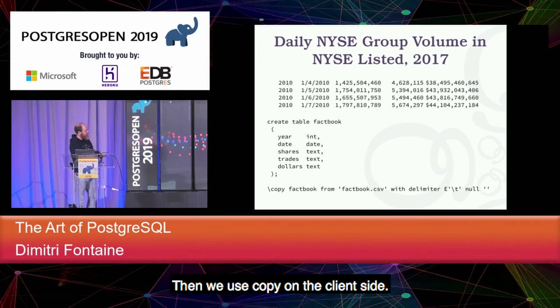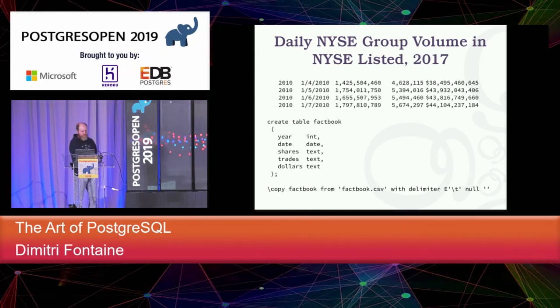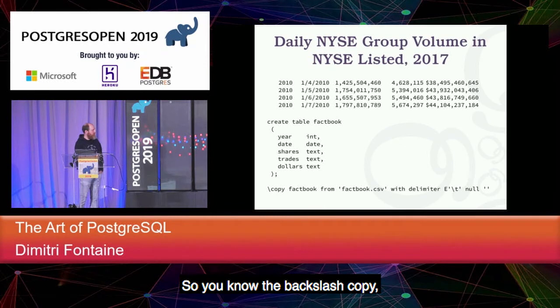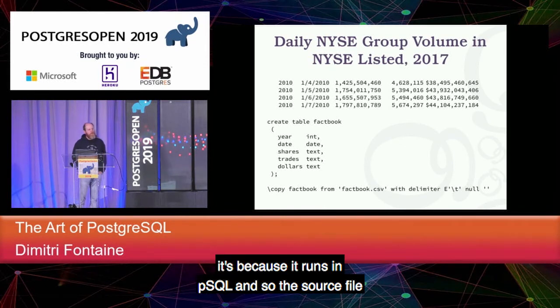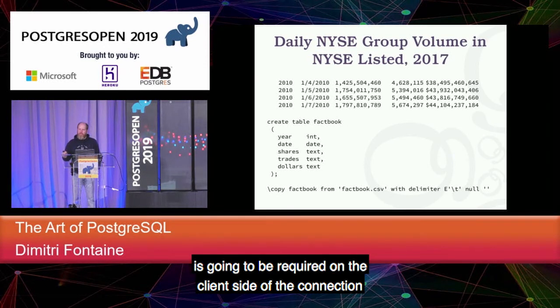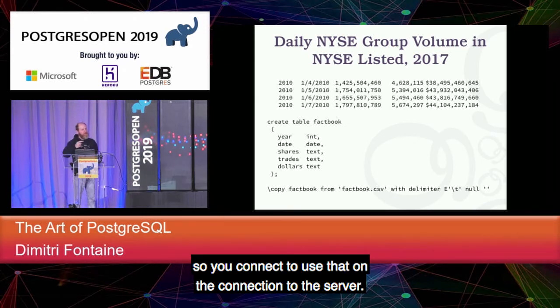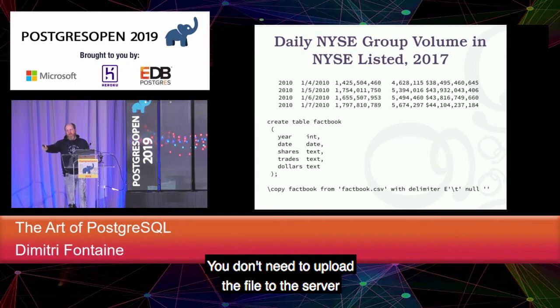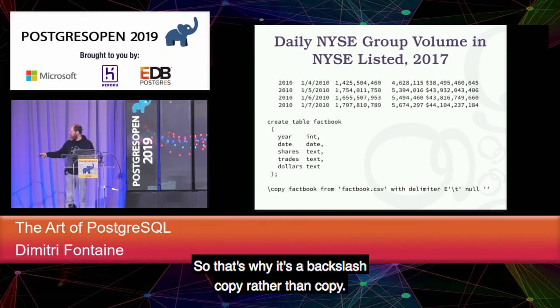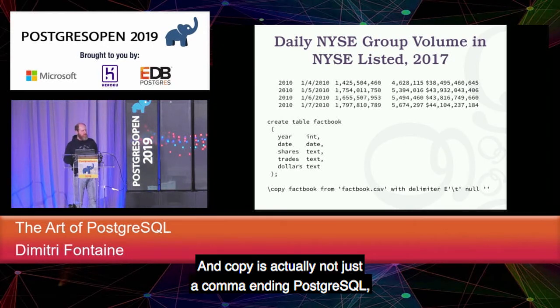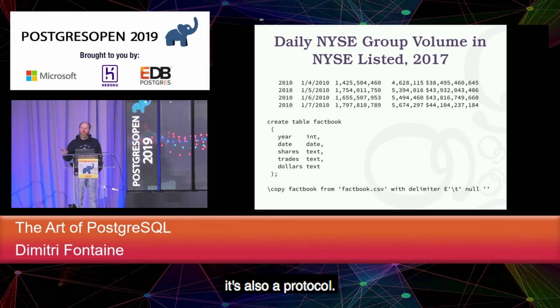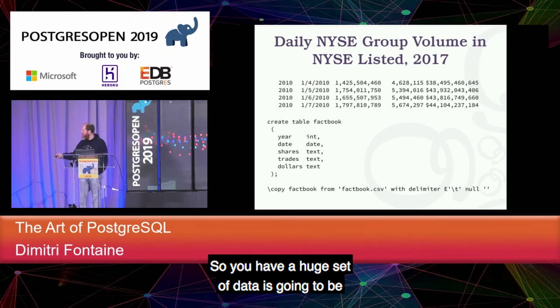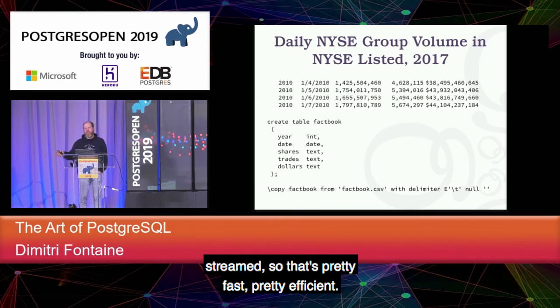Then we use copy on the client side, so the backslash copy, it's because it runs in psql. And so the source file is going to be required on the client side of the connection. So you can actually use that over a connection to a server. You don't need to upload the file to the server before you do that. So that's why it's a backslash copy rather than copy. And copy is actually not just a command in Postgres, it's also a protocol. It's a streaming protocol. So if you have a huge set of data, it's going to be streamed. So that's pretty fast, pretty efficient.